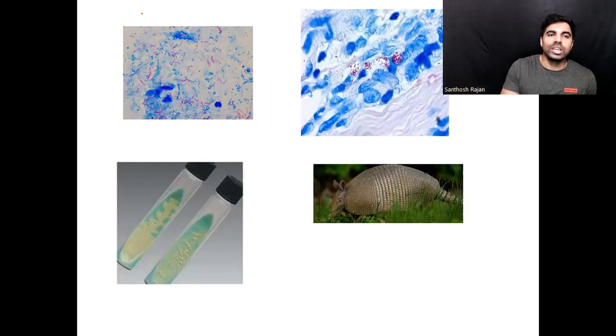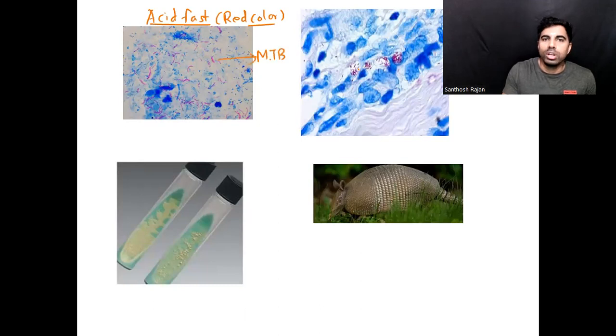Now listen, this is not a Gram stain, this is your acid fast bacilli. This is acid fast stain. What color do I see? Here I see red color, a pink. Usually the exact word is red color. Why? Because you're using carbol fuchsin, the primary stain in acid fast. So this red color beaded appearance is Mycobacterium tuberculosis.